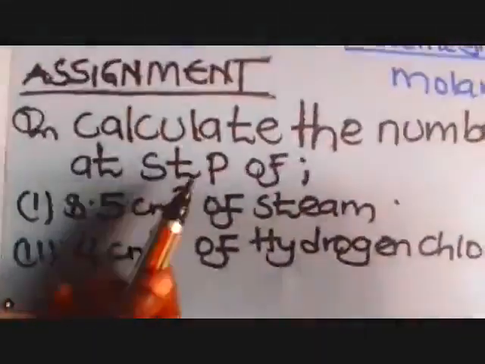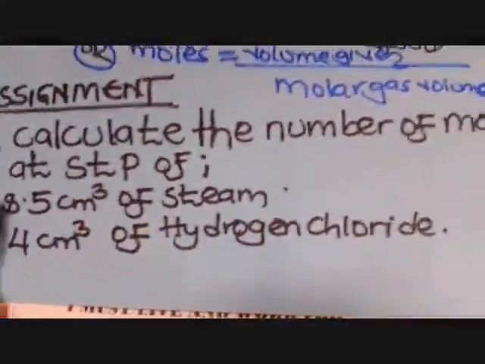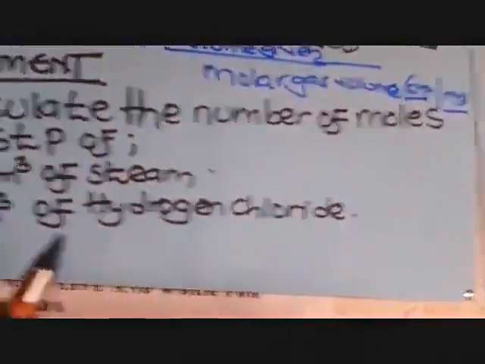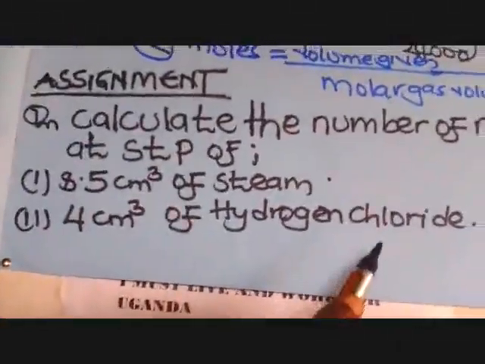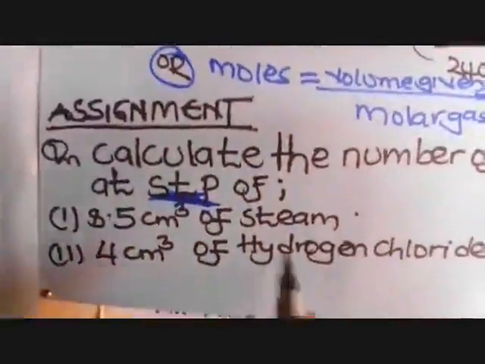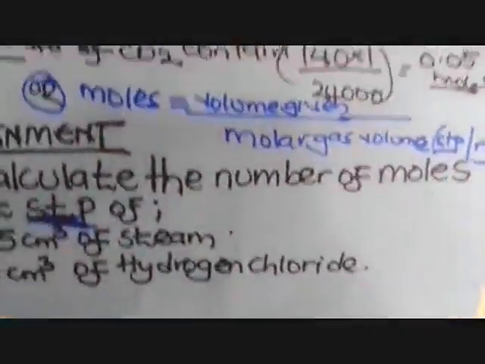So if you have grasped the content properly, try to do this. This one is saying calculate the number of moles at STP of 8.5 cubic centimeters of steam, then 4 cubic centimeters of hydrogen chloride. Now this one, we can say STP is very, very vital as you are calculating. So we shall begin from there with another part of the calculation.